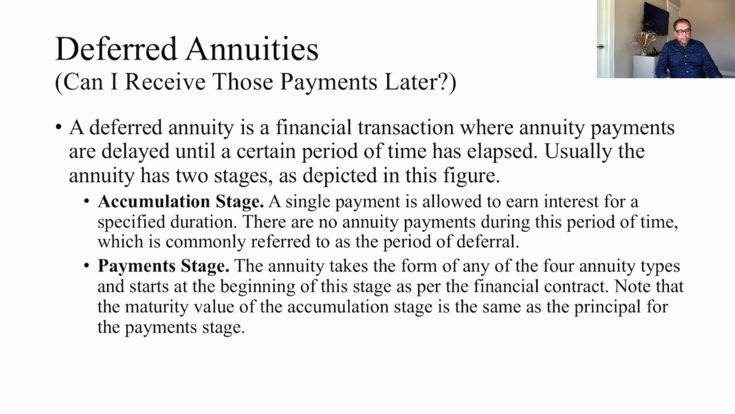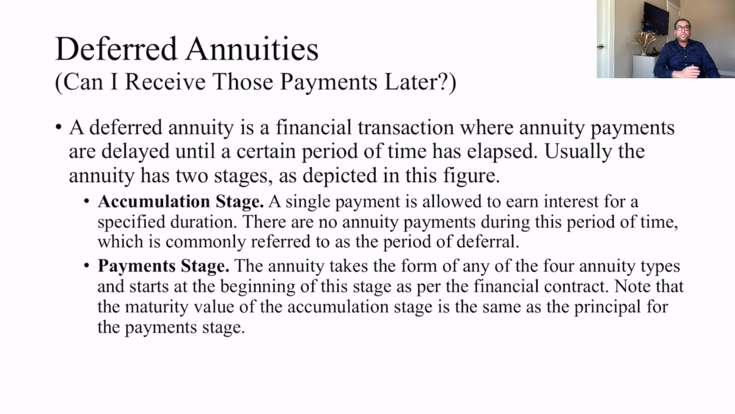A deferred annuity is a financial transaction where annuity payments are delayed until a certain period of time has elapsed. So for the first stage, there is no annuity payment during that period. Usually the annuity has two stages as depicted here. The accumulation stage: a single payment is allowed to earn interest for a specified duration. There is no annuity payment during this period of time, which is commonly referred to as the period of deferral.